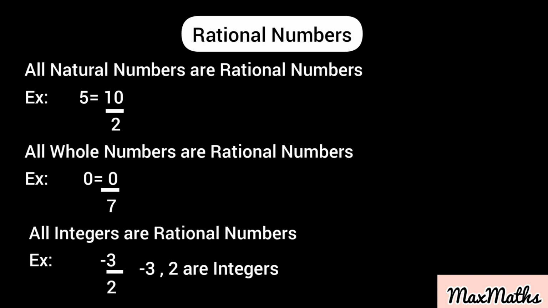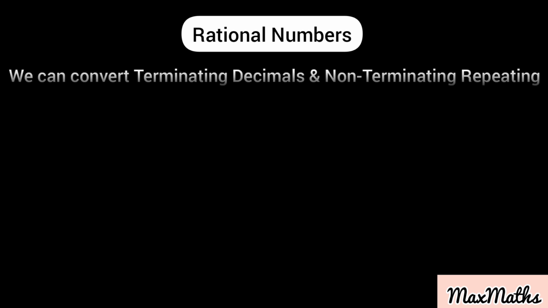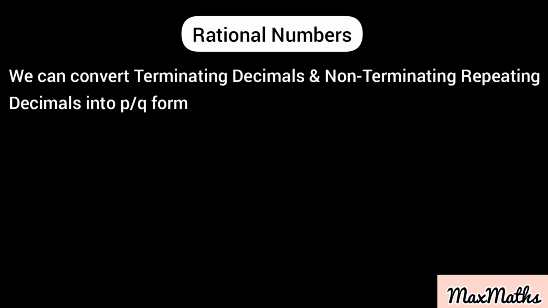Similarly, we can write whole numbers and integers in the form of p by q. So we can say that all natural numbers, whole numbers and integers are rational numbers. Are there any other numbers that can be written in the form of p by q? The answer to this question is yes. Decimals, specifically terminating decimals and non-terminating repeating decimals, can be written in the form of p by q.